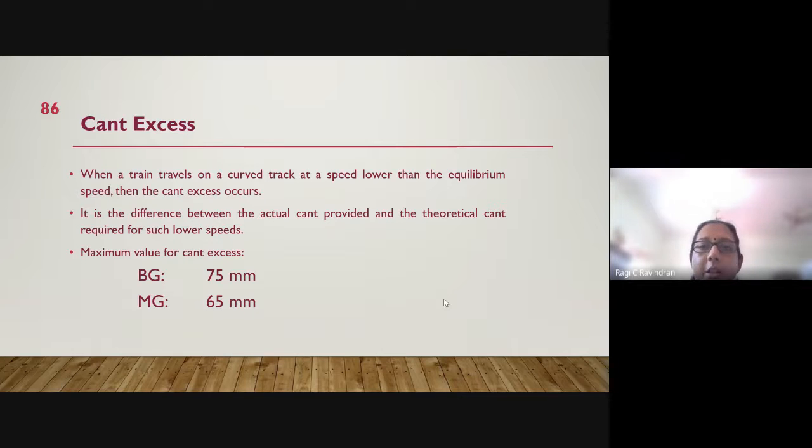Okay. So in short, we can say that the difference between the actual cant provided and the theoretical cant required for the slower running trains, or the theoretical cant required for such lower speeds, is known as cant excess. And for Indian Railways, we have given a maximum value for cant excess. So in no case should the cant excess value be more than these standard values. Coming to broad gauge, the maximum cant excess is 75 mm, and the maximum cant excess in the case of meter gauge is 65 mm.